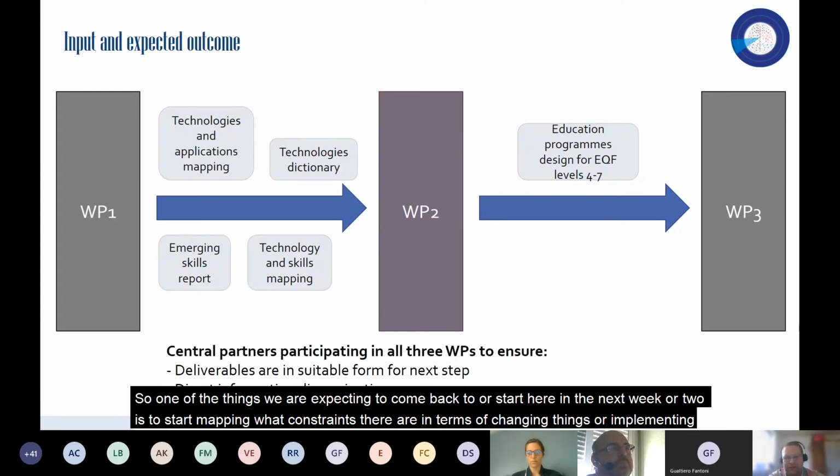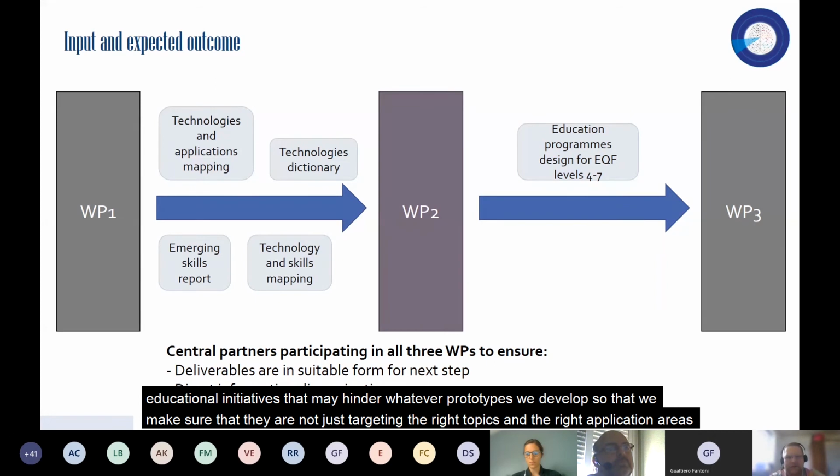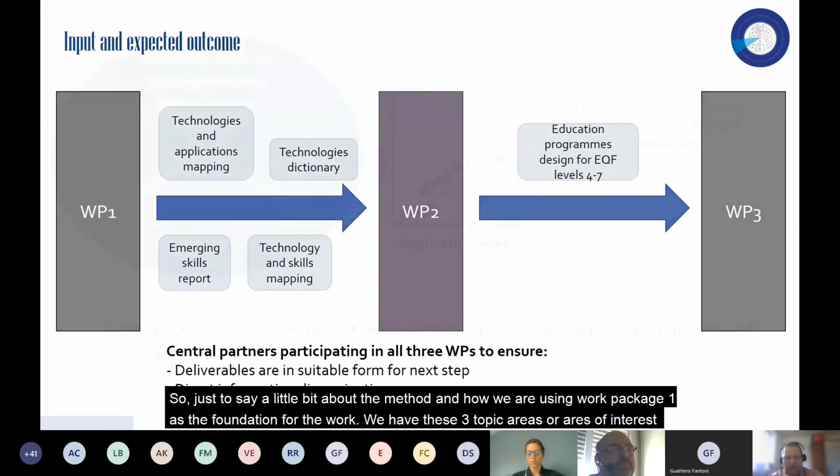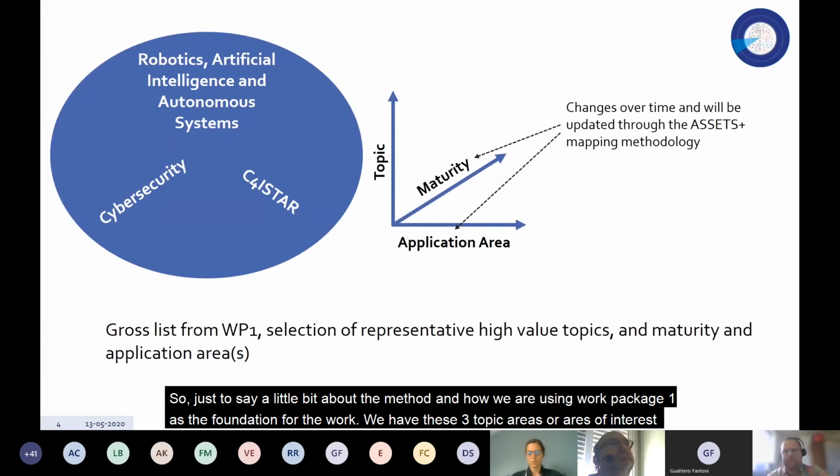One of the things that we are expecting to start here in the next week or 2 is to start mapping what constraints there are in terms of changing things or implementing educational initiatives that may hinder whatever prototypes we develop, so that we make sure that they're not just targeting the right topics and the right application areas, but they are also structured in a way that is practically implementable in the countries that are participating in this project.